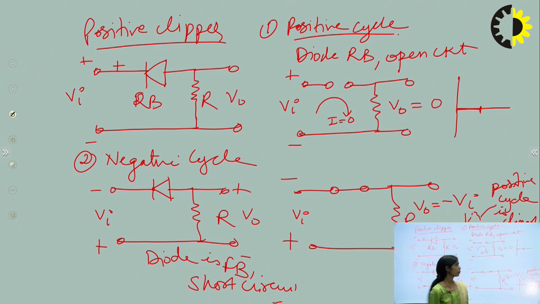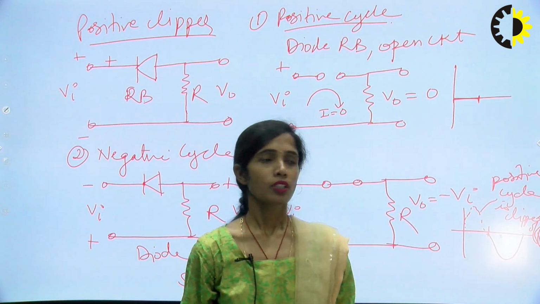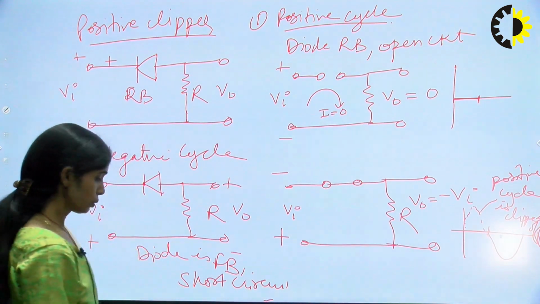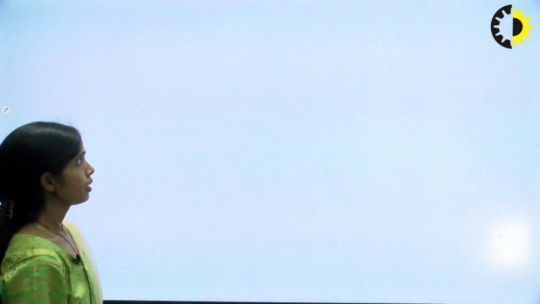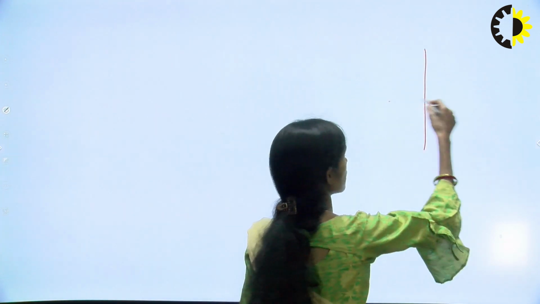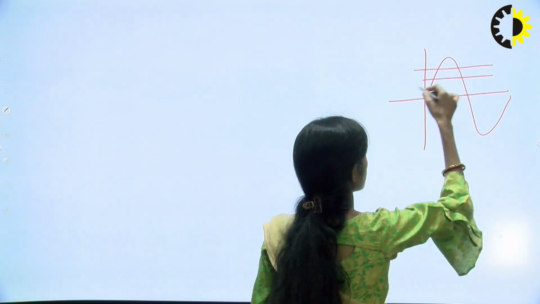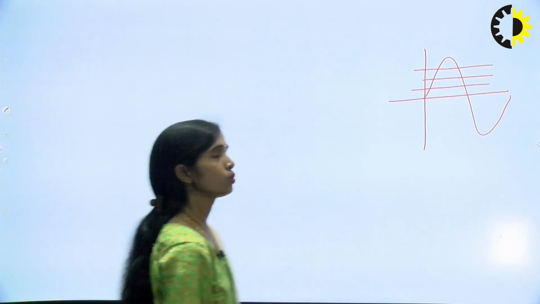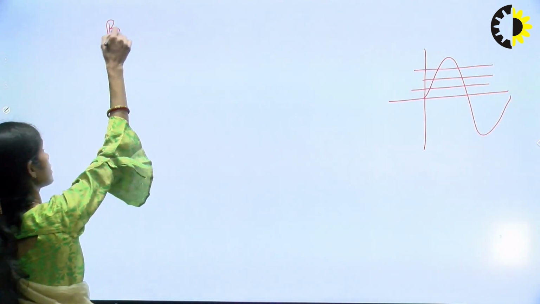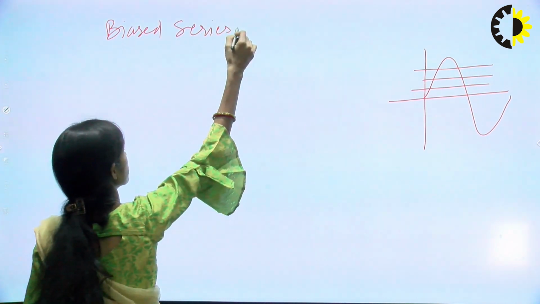So either we clip the positive cycle completely or the negative cycle completely. Now if we see the next level, if you want to clip the signal from any reference level, either from this side, we have to use the biased series clipper. So the biased series clipper circuit we are going to see here.